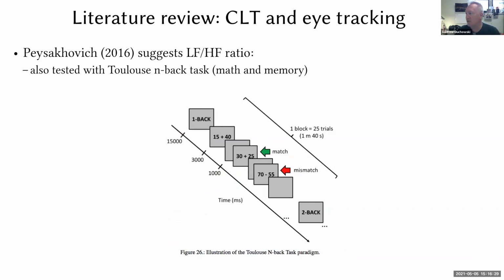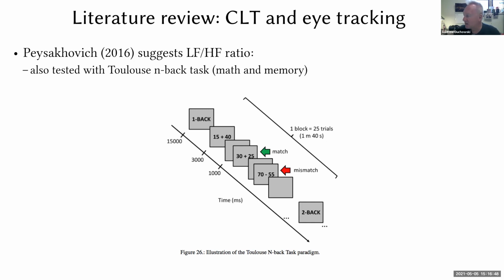And so they used the rather difficult Toulouse N-back task, which is like the N-back, where you have to remember 1 or 2 steps back. That's the N. But what is it that you're presenting? Well, normally you present a letter, A, B, C, D. And then if I say B, then that would be like a 3 back.